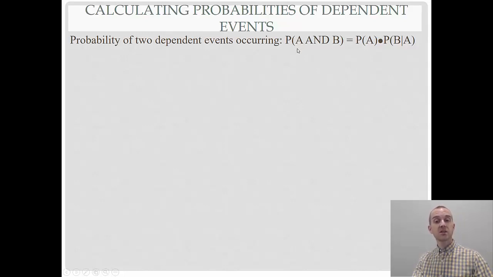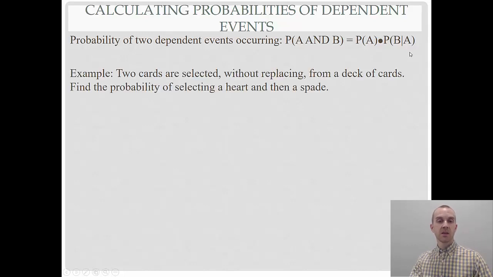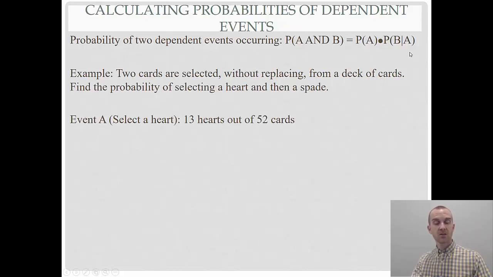Now say that the second event is dependent upon the first. The way that changes our multiplication is that we're going to have the probability of the first event times the probability of the second event given the first occurs. So that's going to change our sample space. Let's take that deck of cards I discussed earlier. Say that without replacing, we want to draw a heart, then a spade. If we know anything about cards, there are 13 hearts out of 52 total cards.